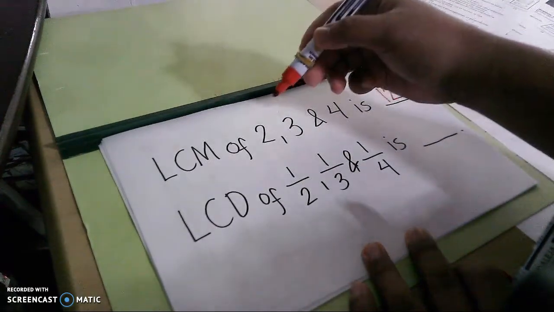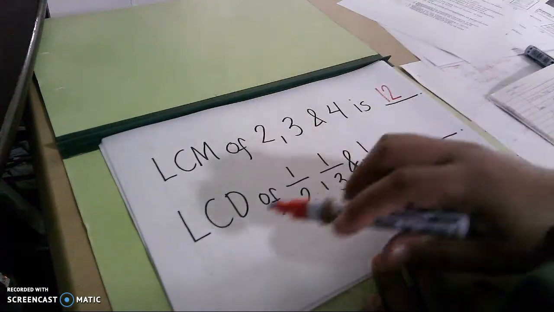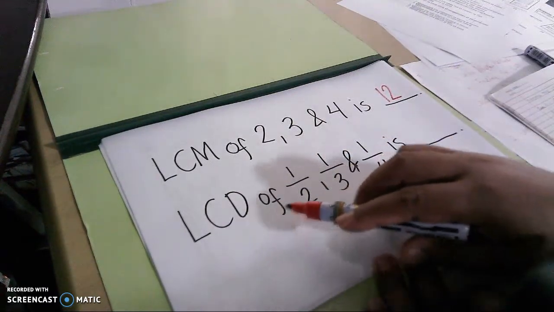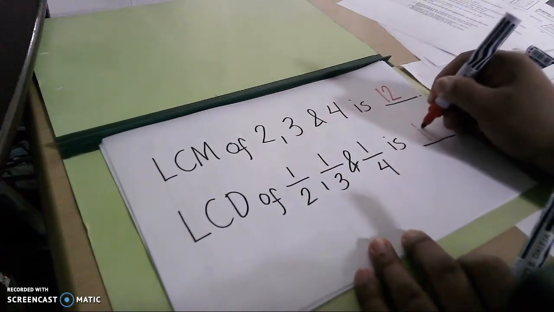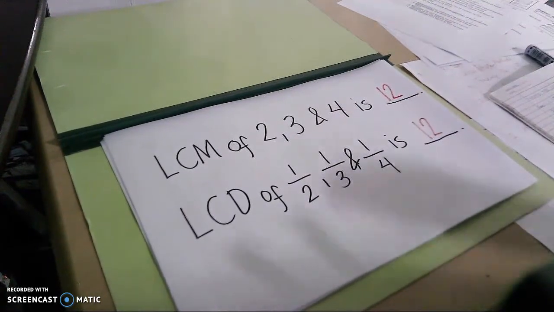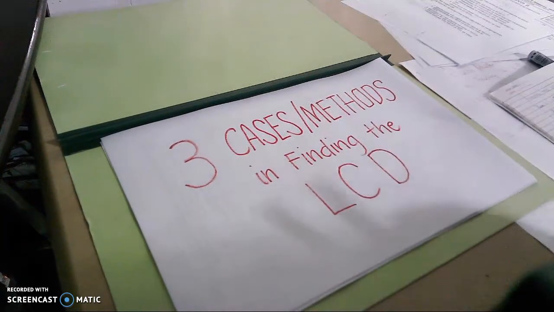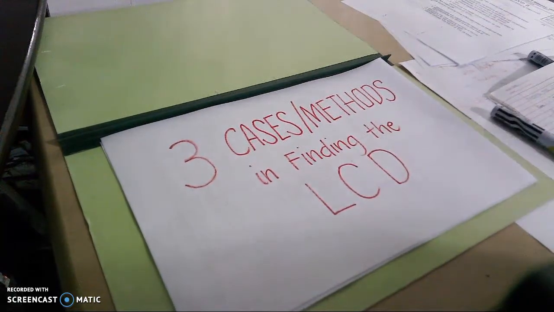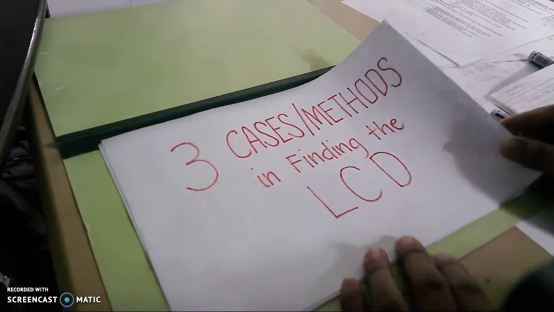Since the LCM of 2, 3, and 4 is 12, therefore, the least common denominator of 1/2, 1/3, and 1/4 is just 12. Moving on, in grade 6, we will learn the many methods of finding the LCD. We have 3 cases or 3 methods in finding the LCD.